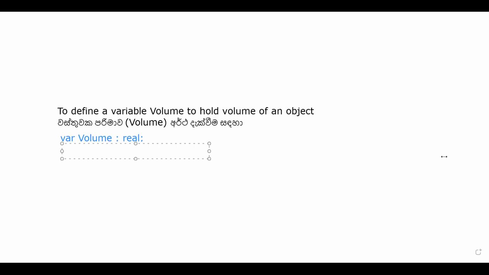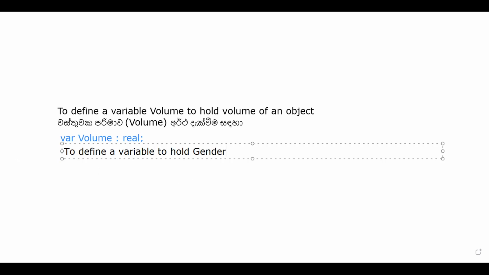Let's look at another one. To define a variable to hold the gender of a person as male or female. I'm going to use a single character.